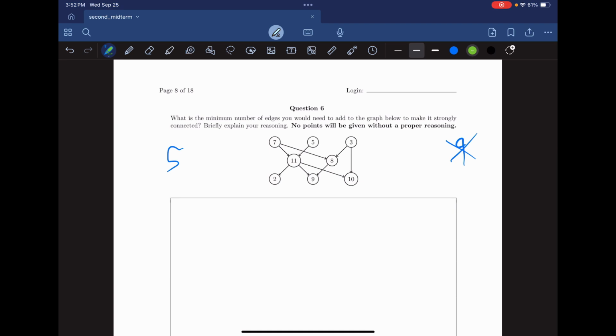But another way you could do this is you could send 2 to 9 and 10 to 9, and then send 9 to each of these. And again, we use 9 as a juncture here, so that we can add the minimum number of edges in order to get this graph to be strongly connected. Once again, this is a simple problem in that it doesn't take too much algorithmically. There's a ton of different answers that you could use, but the minimum number of edges that you need to add to the graph to make it strongly connected is 5.